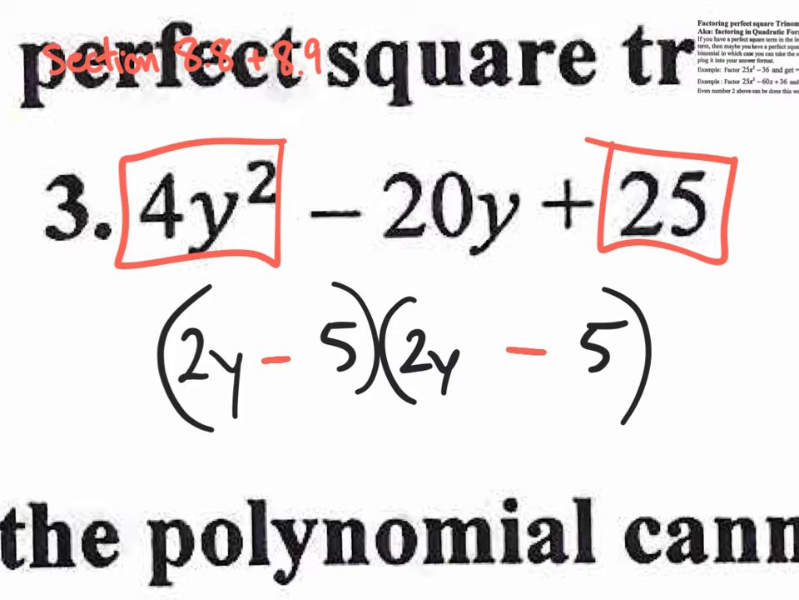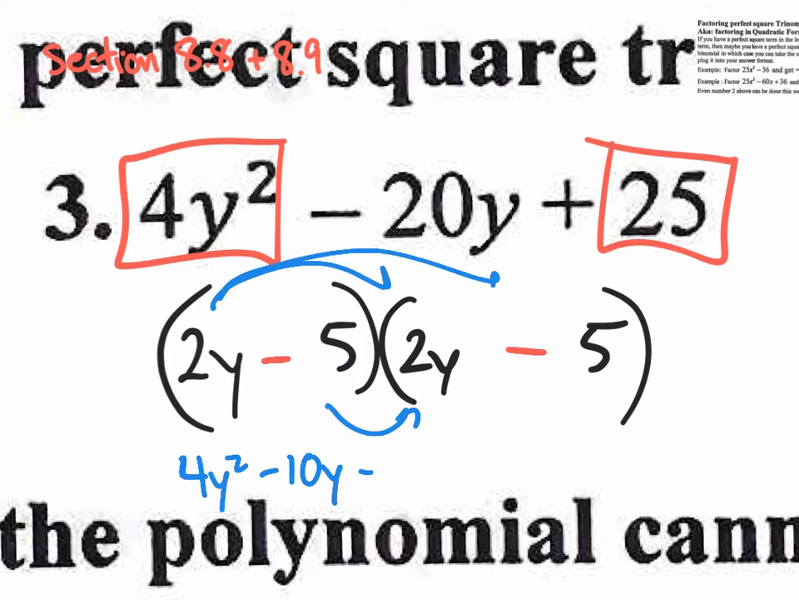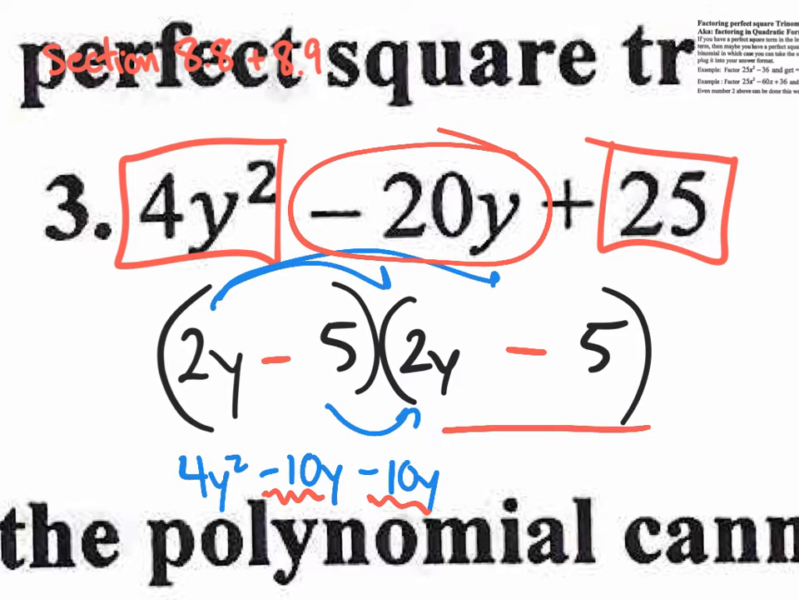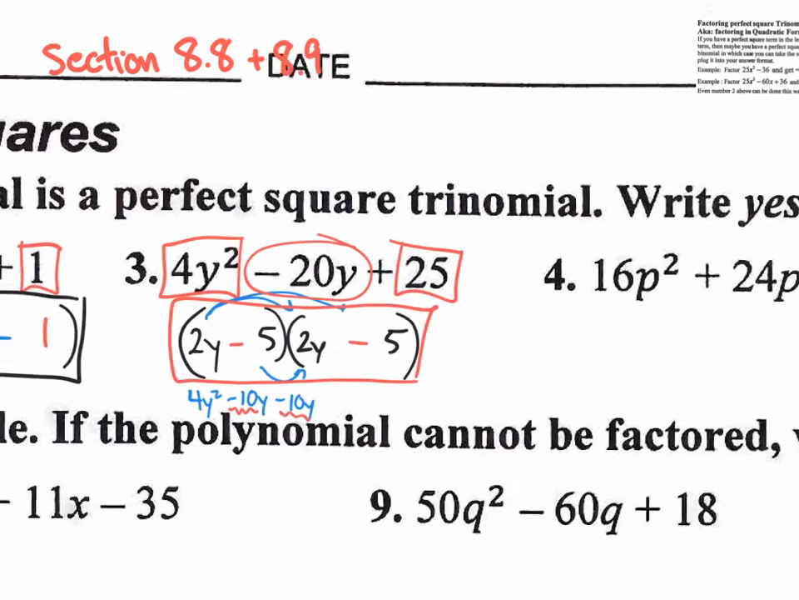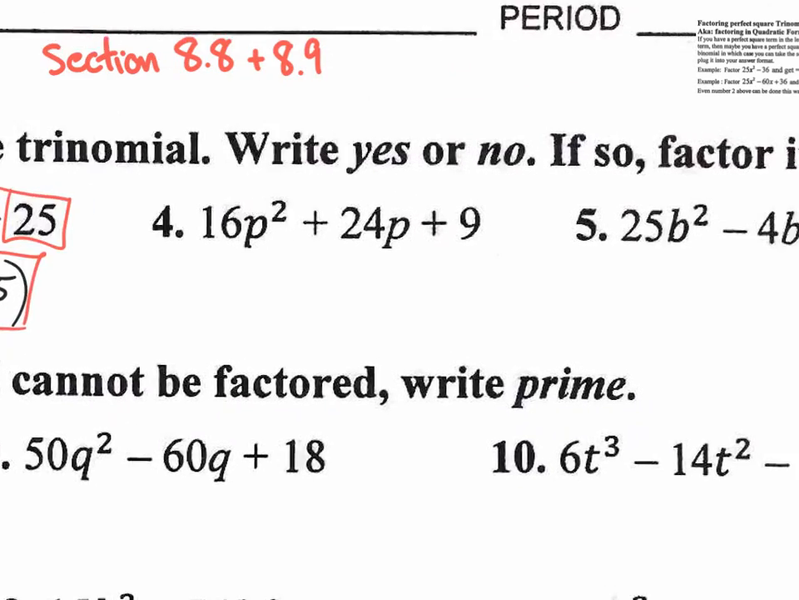Now let's just double check it. 2y times 2y, 4y squared. 2y times -5, -10y. -5 times 2y, -10y. I could already stop right there because I know that these middle terms really do combine to give me that -20y. So I know that I factored it correctly. Okay, cool. I was figuring that one of these wouldn't work.